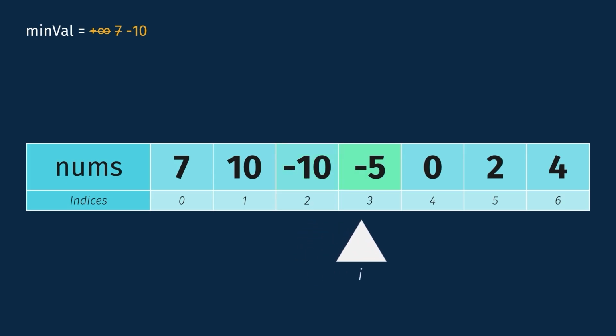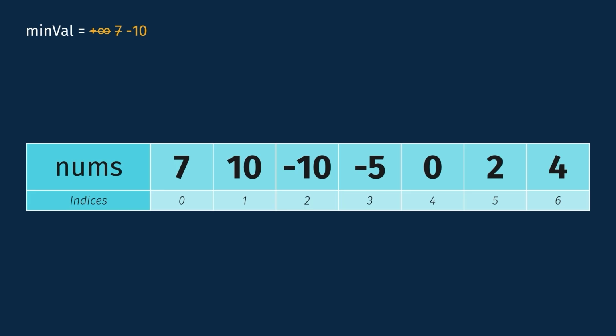Onward to index 3, the pointer I is now on -5. Let's compare. Is -5 less than our current min value of -10? No, it is actually bigger. So min value remains untouched at -10. We repeat this for the rest of the elements, 0, 2, and 4. None are smaller than -10, so our champ remains unbeaten. And that's it. We have looked at every element, and the final minimum value is -10.